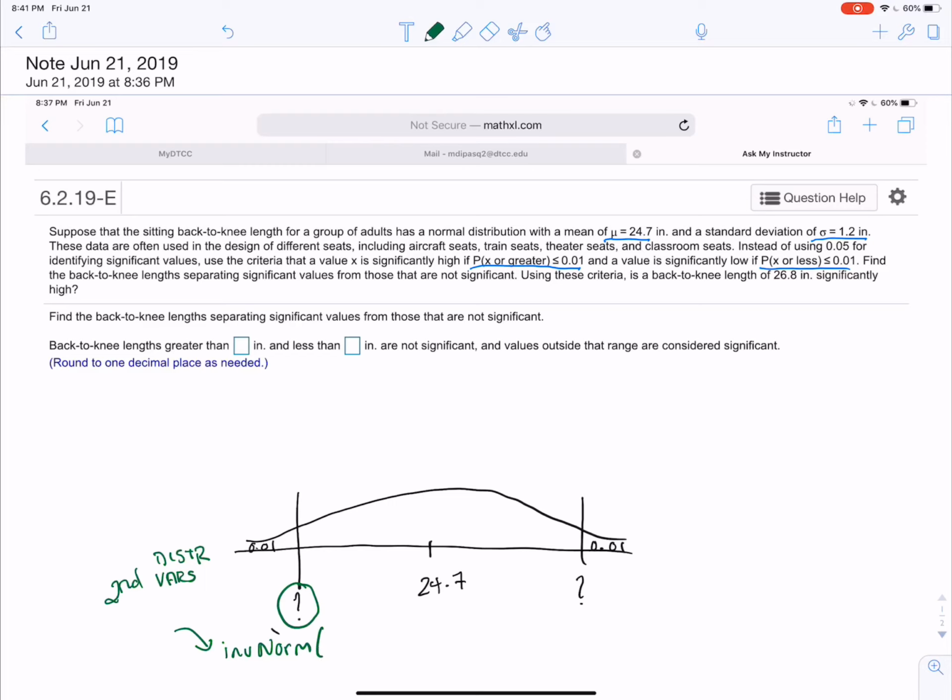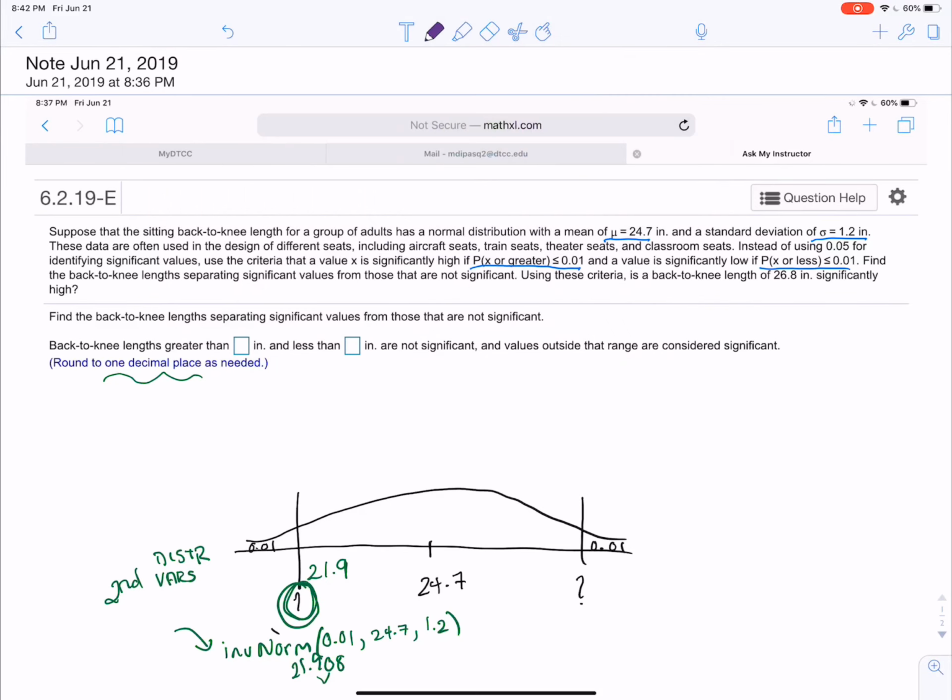So the first thing you want to do is put the area to the left. So the area to the left of this data item right here is 0.01. Then we put in the mean, 24.7. And then we need to put in the standard deviation, which was 1.2. When we do that, that gives us 21.908, and it keeps going, but they told us to round to 1 decimal place. So this data value is 21.9, because that 0 tells us leave that 9 alone.